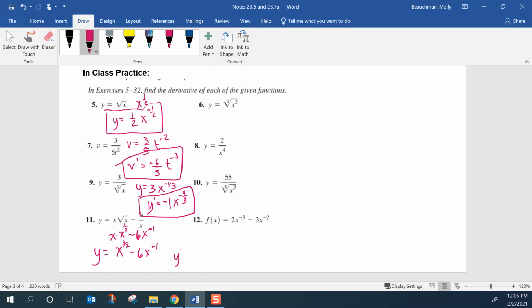So y prime is going to equal 3/2 times x to the power of 3/2 minus 1, which is 1/2. Now we're going to take the derivative of the second term. Negative 1 multiplied by negative 6 is plus 6, x to the power of negative 1 minus 1, which is negative 2.